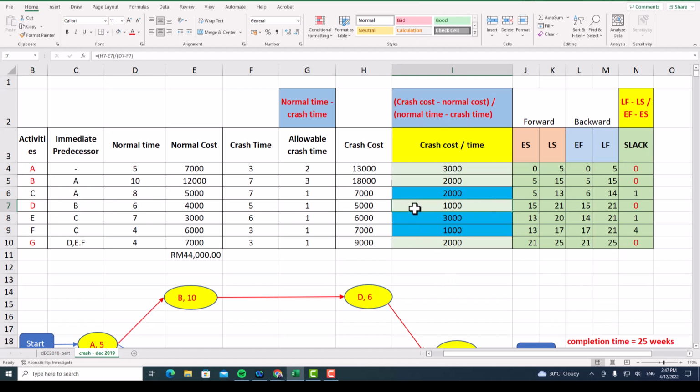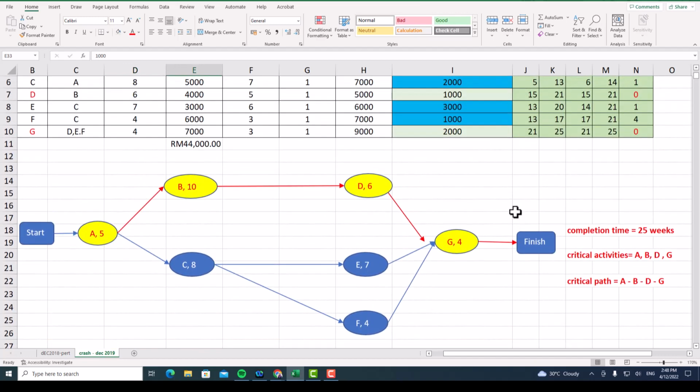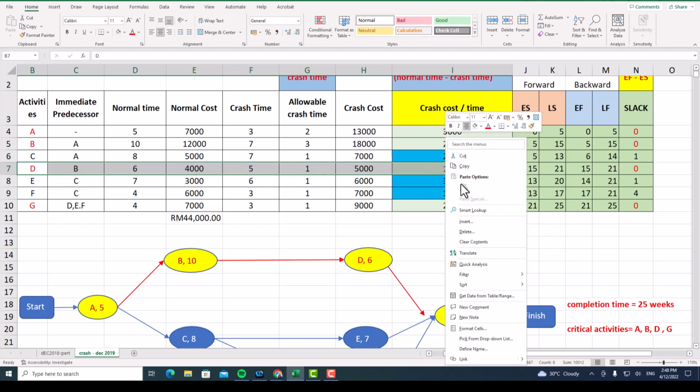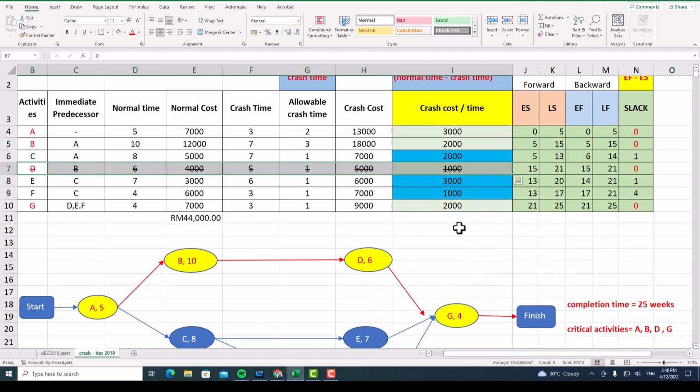So we will take activity D first to be crashed, and we see here the allowable time to be crashed is only 1 week. So I put it here, activity D, 1 week times 1,000 equals 1,000. Now we need to crash another 2 weeks. For activity D, to be safe, you can dash it so that you will not be confused. Now we have about 3 activities left: A, B, and G.